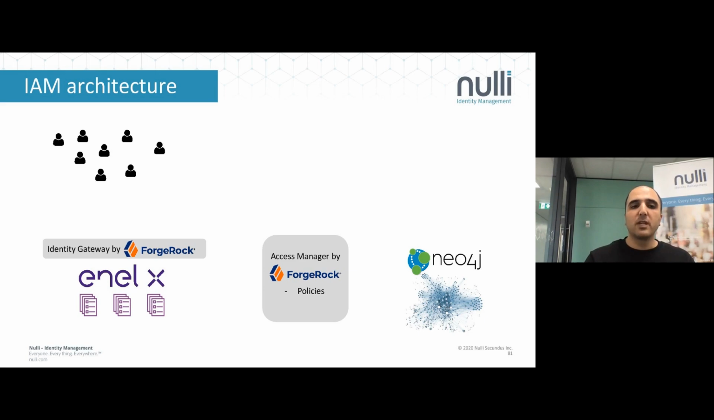And then whenever we get a request from a user, the identity gateway intercepts the request, talks to the Access Manager to evaluate all the applicable policies, and then the Access Manager will run some Cypher queries against Neo4j to make sure that the request is allowed and can pass the identity gateway and reach the NLX services. This is the IAM architecture overall. And this is the end of my second story.